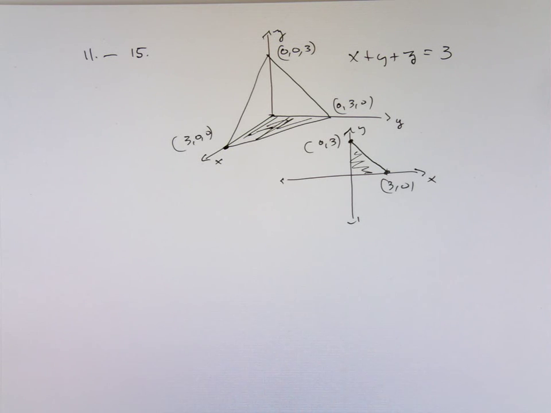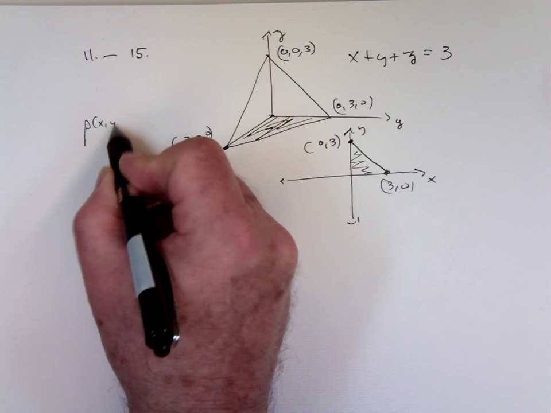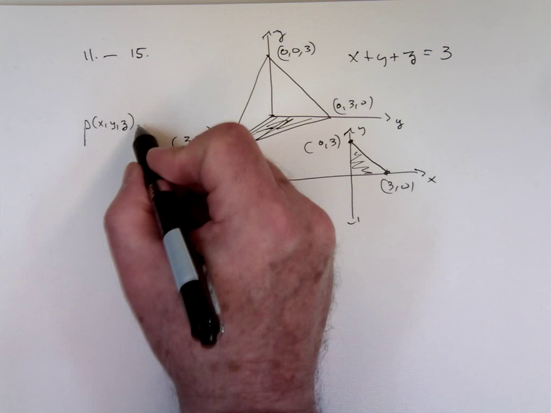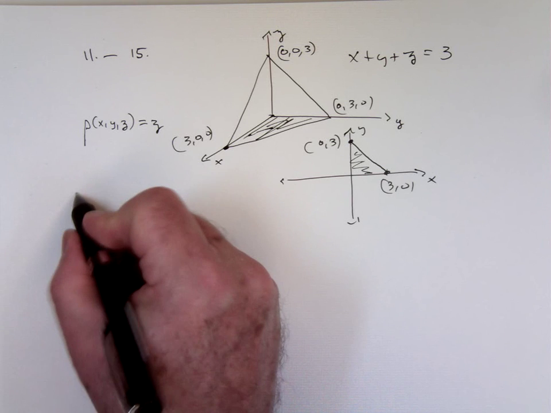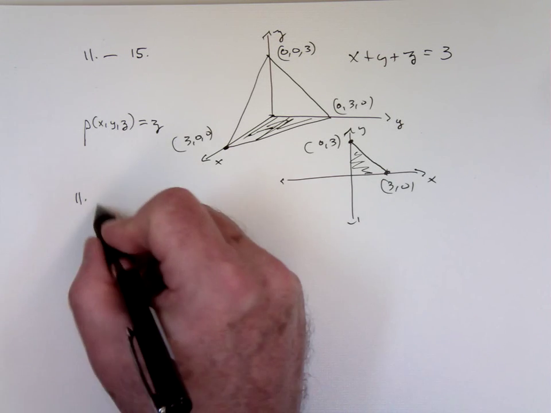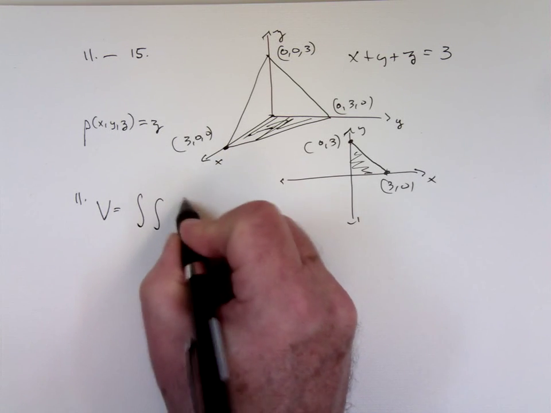Okay? So, we got a density function equal to z. And z is pretty dense, so, no, never mind. All right, so, number 11. Okay, find the volume. Just kidding. We have a triple integral.